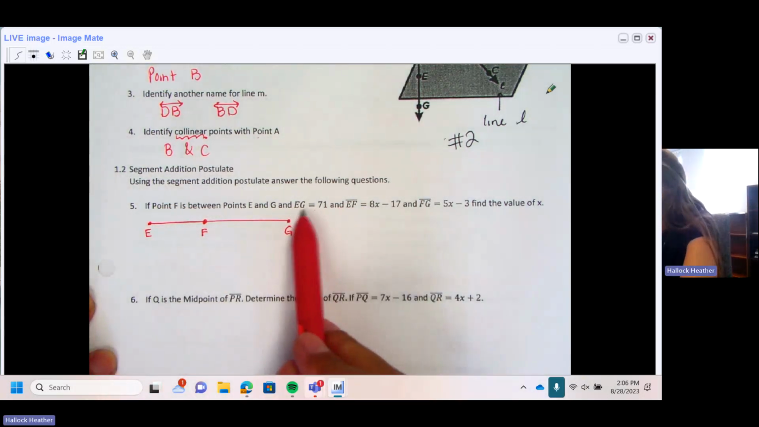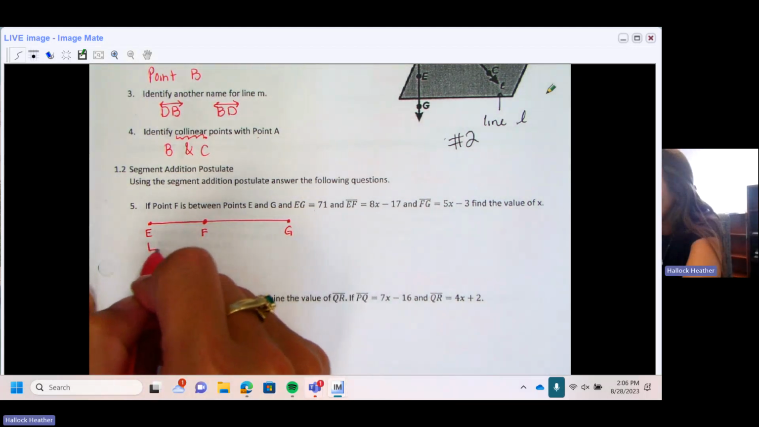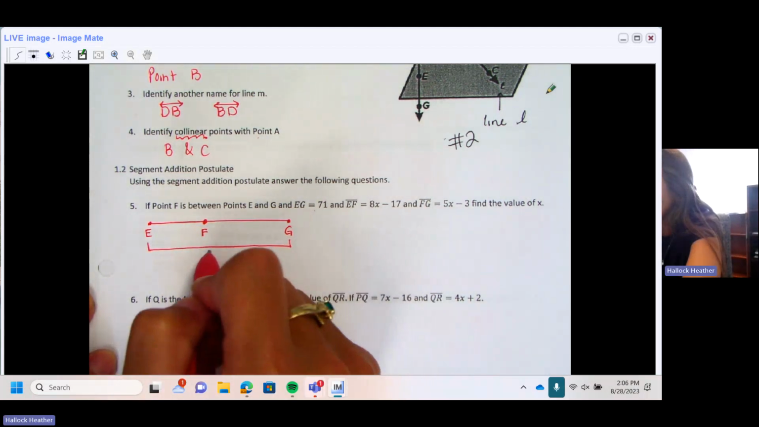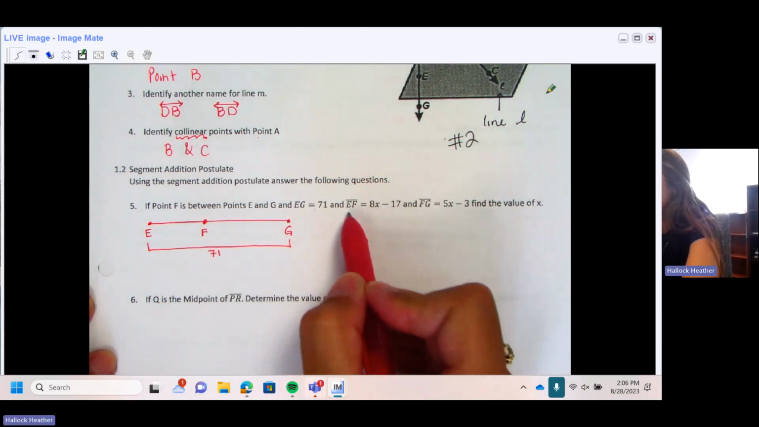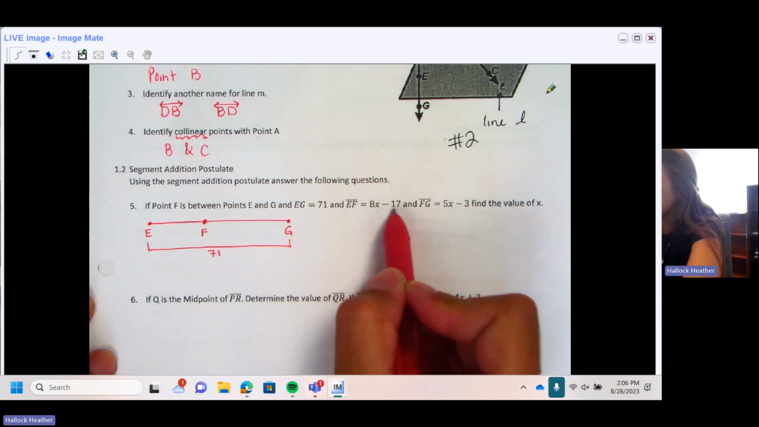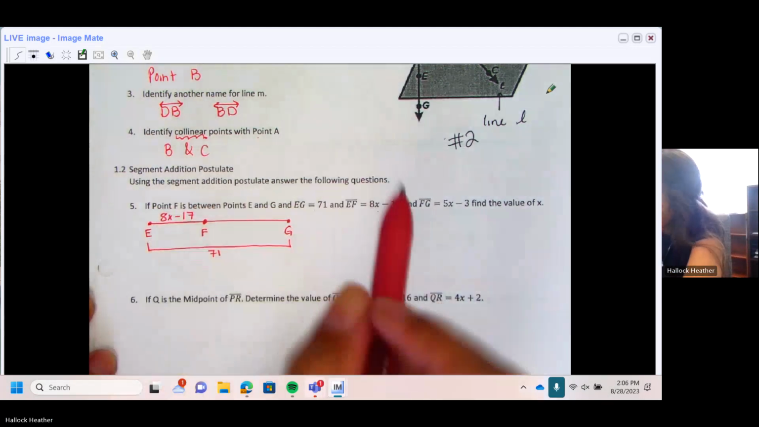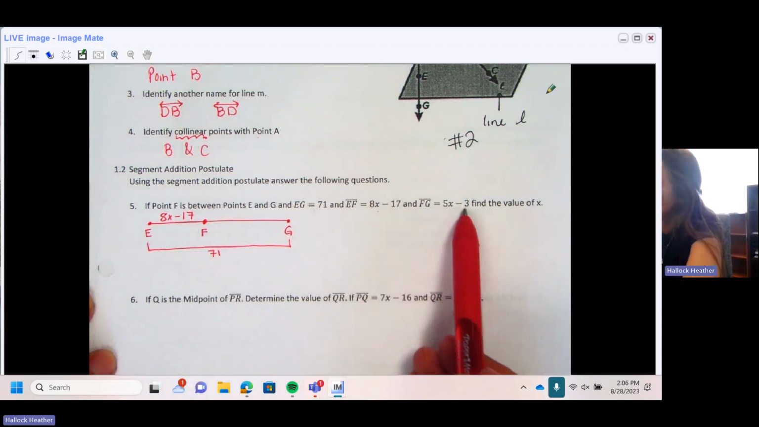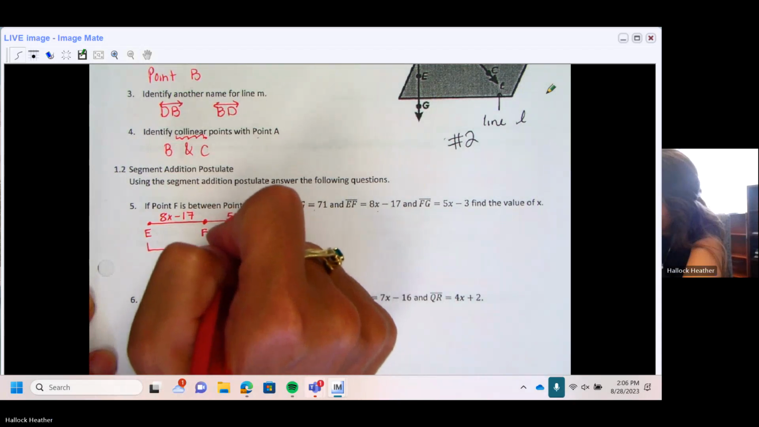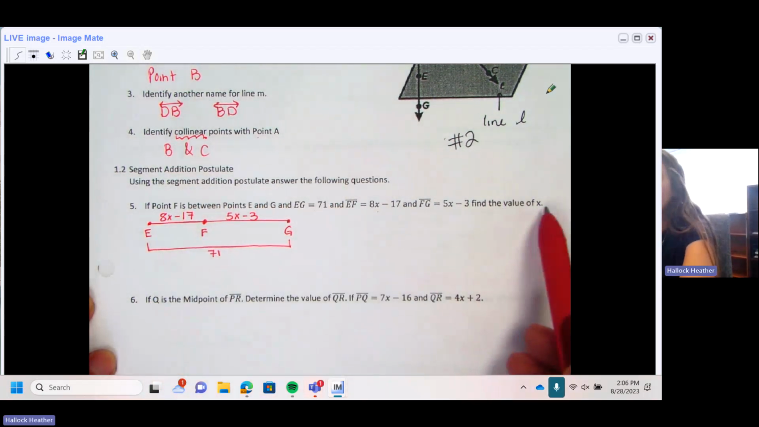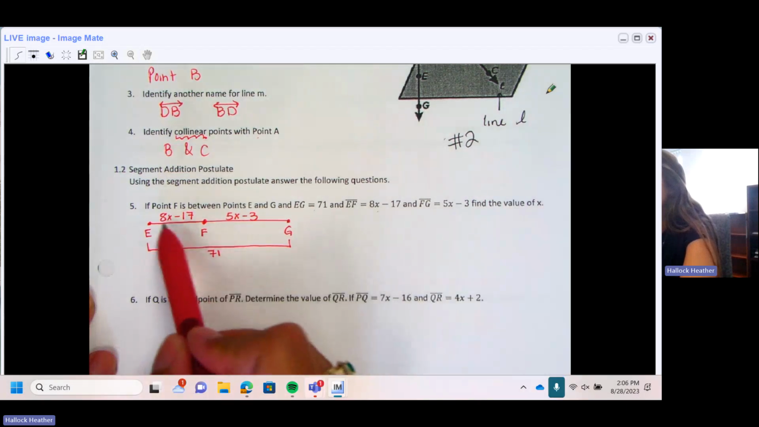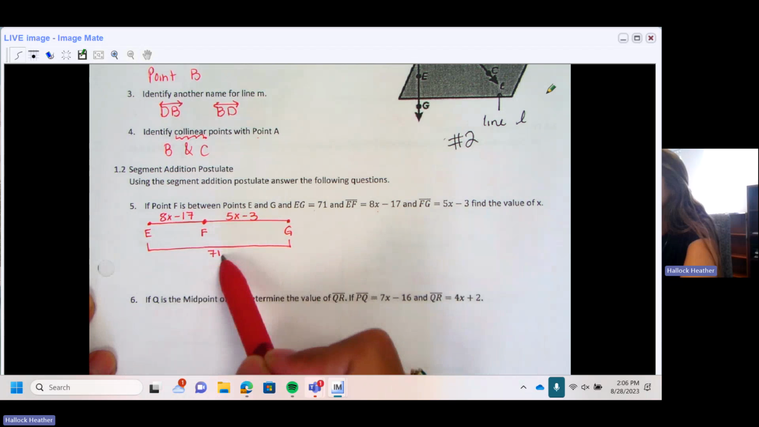It tells me EG is 71. So this entire length is 71. EF is equal to 8x minus 17. And FG is 5x minus 3. You need to find the value of x. So they're giving you piece plus piece equals the entire distance, which is 71.